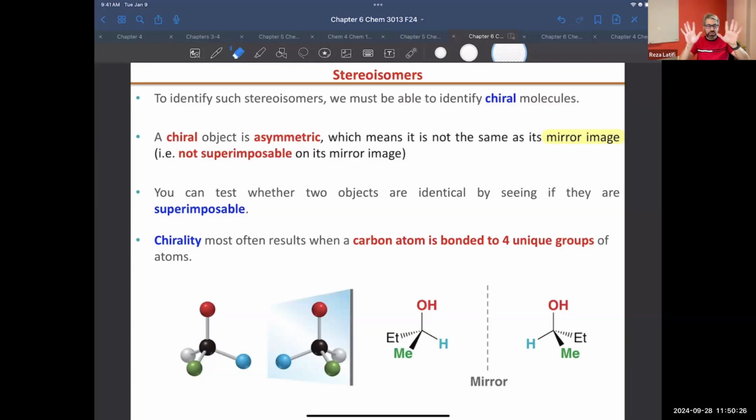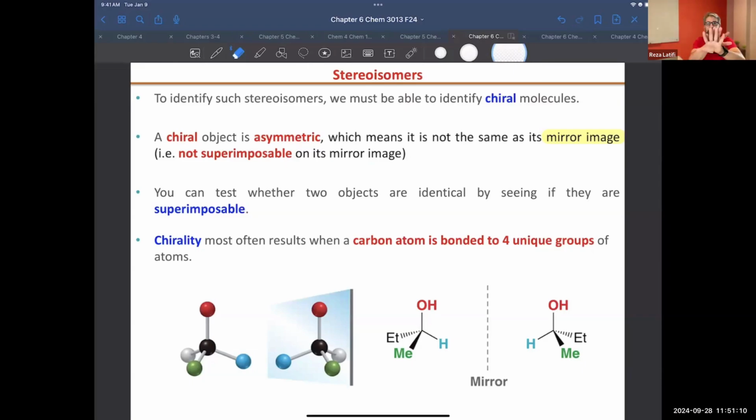It looks okay, but if I put a sign here, or if I track these two fingers, when I put them on top of each other, those two fingers are not sitting on each other. So my two hands are mirror images of each other, but they are not superimposable. Again, let's rephrase. We're talking about stereoisomers, molecules that are mirror images of each other, like the right and left hand, but they are not superimposable.